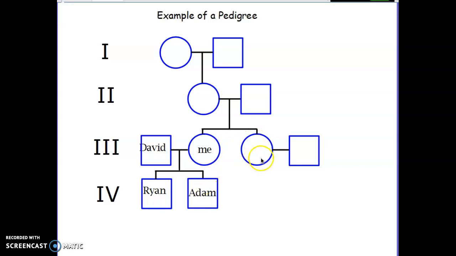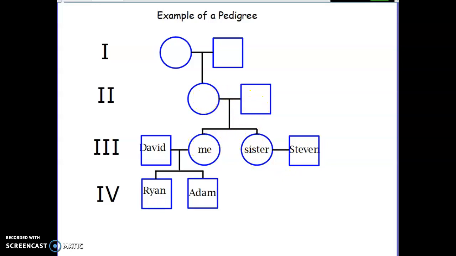So then who would this person be? See how we're not connected across the middle here. And it's a circle, so it's a female. This is my sister. Her name is Carrie. And this is her fiance, Stephen. She used to be married before, but if you notice, they did not have any children. So technically his genetics really don't matter for our family, right?